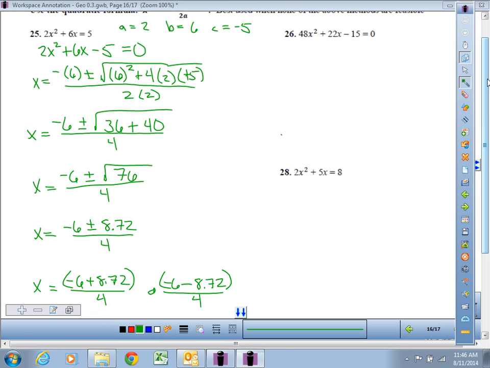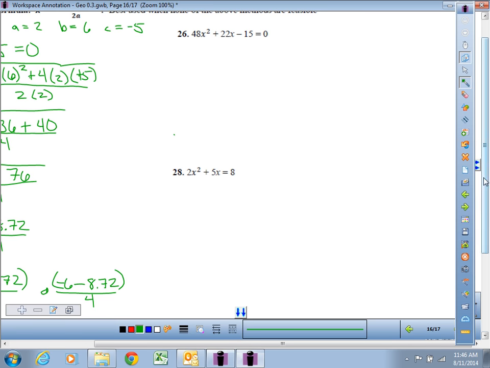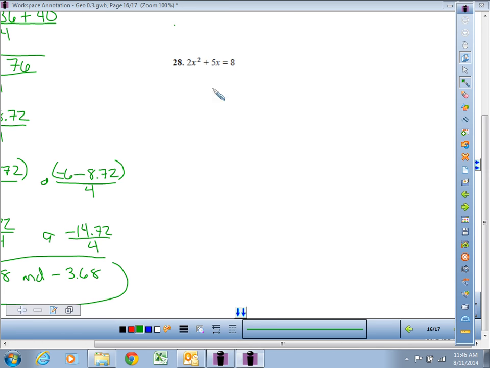Right? Now, I'm going to skip 26, 27. I'm going to hop down here to 28 just for room and time's sake. Let's look at 28. Now, first check. Is it equal to 0? In this case, no, it's not. So we need to go ahead and move that 8 over. So I'm going to go 2x squared plus 5x minus 8 equals 0.